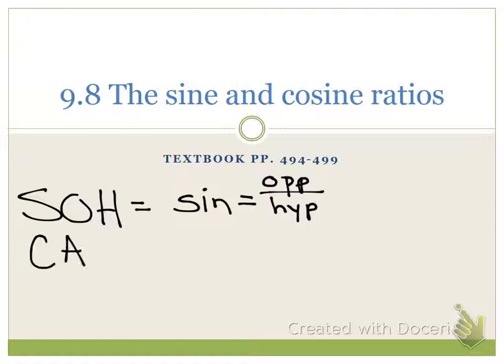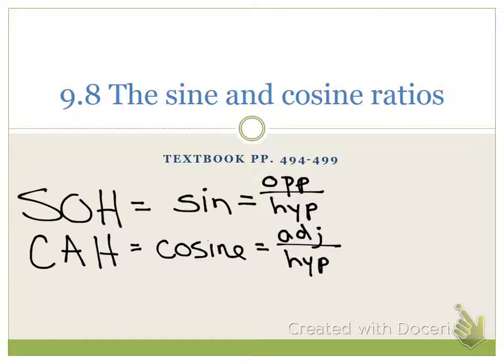The next three letters in the acronym are CAH, C-A-H, where C stands for what? Cosine. A stands for adjacent, and H stands for hypotenuse. And remember, these are side lengths as compared to angles. So I start with an angle and I figure out which sides I know.